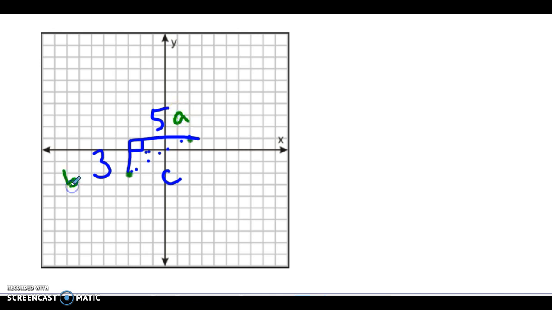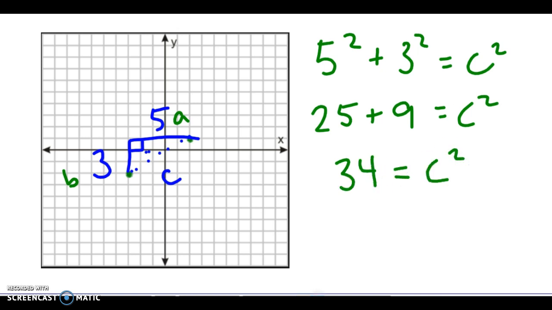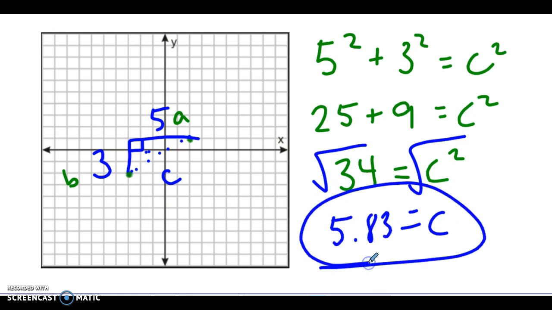Now we're going to do 5 squared plus 3 squared equals c squared. 25 plus 9 equals c squared. And that's going to give us 34. I'm going to square root these two. And the answer is c equals 5.83. And that's it. That is how you use the Pythagorean theorem to find the distance between 2 points on a coordinate plane. Woohoo!